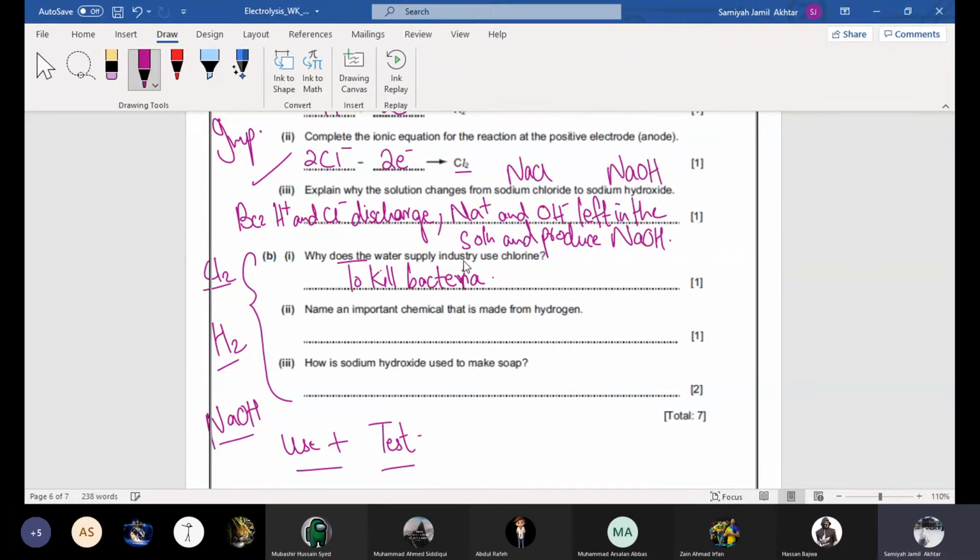Name an important chemical that is made from hydrogen. So this is hydrogen chloride, HCl. Any acid works. Okay, any acid, sulfuric acid, etc.